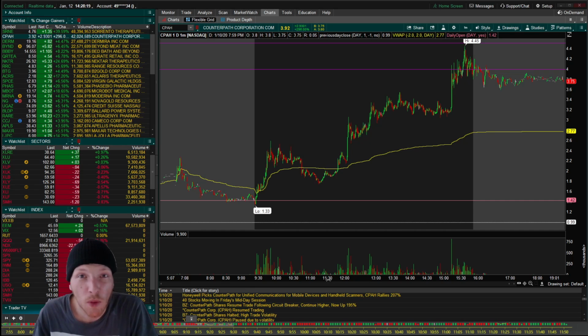You'll see the VWAP really move and be more in play earlier in the day. As the day goes on, the VWAP starts to move slower.